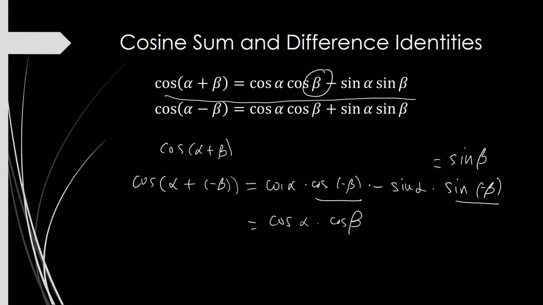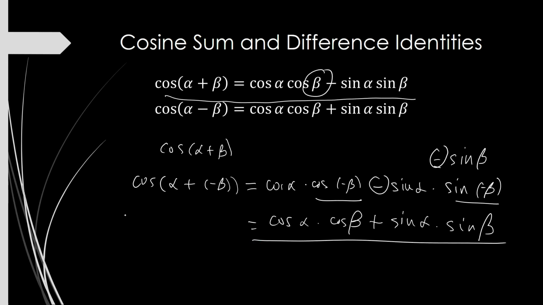And you know what will happen next? Because this is negative and this is subtraction, it will become plus sine of alpha times sine of beta. Okay? And so if you were now to compare this one with this one, they are the same.